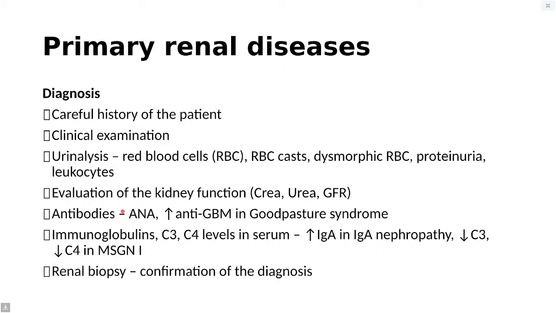Immunoglobulins, and C3, C4 levels in serum show IgA nephropathy. When C3 and C4 are decreased, this is typical for mesangial proliferative glomerulonephritis type 1. Renal biopsy confirms the diagnosis.